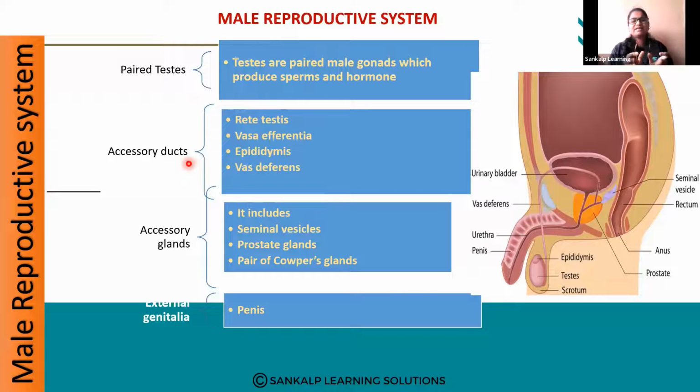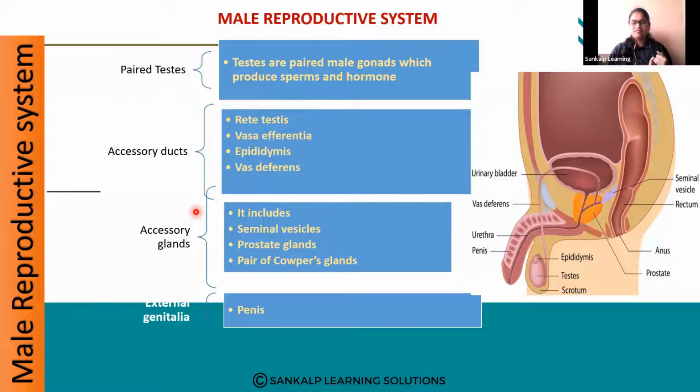So when it comes to the accessory ducts of the male reproductive system, we have 4 accessory ducts here: rete testis, vasa efferentia, epididymis, vasa deferens. When we come to the accessory glands, the glands which will help the male reproductive system, again, it includes 3 glands.